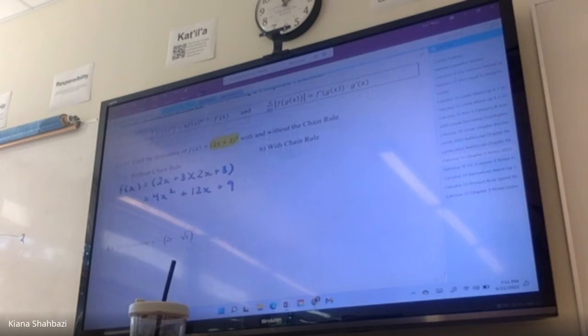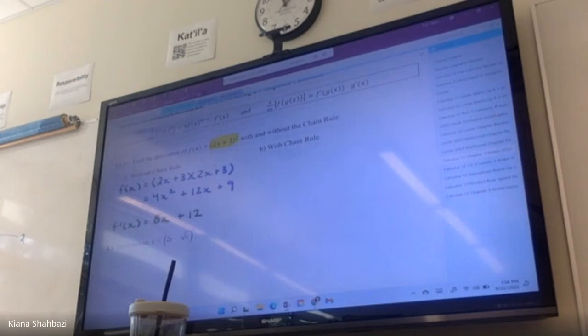Once you do this square, double square, or FOIL it out, now you can take the derivative, which is f prime of x. Go ahead, how do I find the derivative of that? 8x plus 12, right? Perfect. Now, what was the power on this question from the start? It was 2, right?